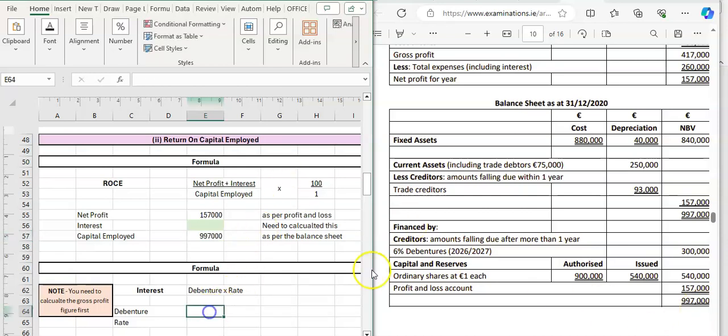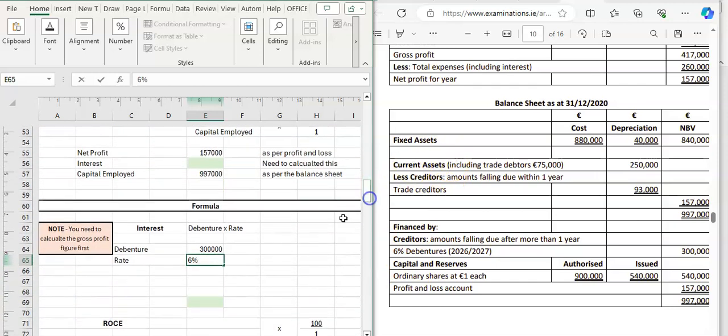So to calculate the interest, we're going to need a debenture figure. So the debenture figure is 300,000. Your interest is going to be 6%. So we're just identifying our figures so we can put them into our formulas. So it's going to be 300,000, and that's going to be multiplied by 6%. That's going to give us the interest. Multiplied by 0.06. So our interest should be 18,000. So interest is going to be 18,000.